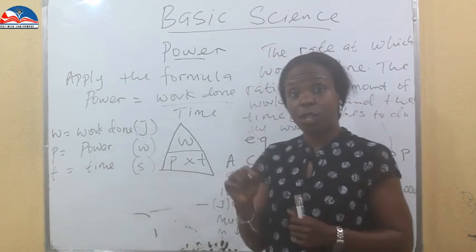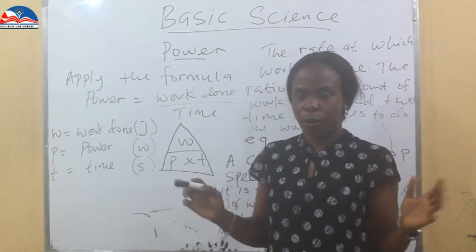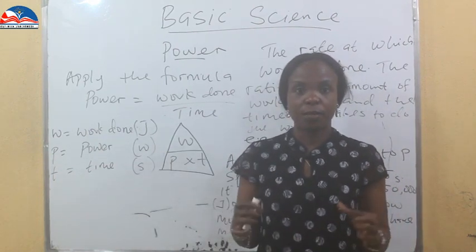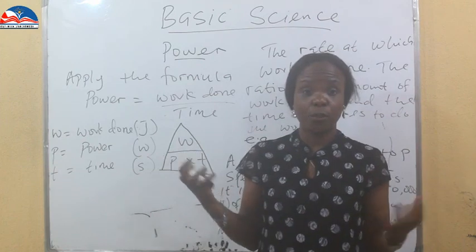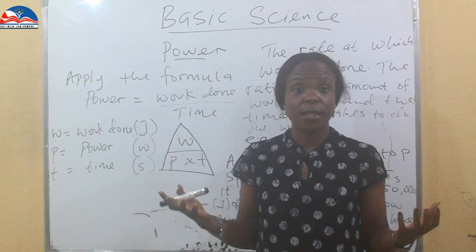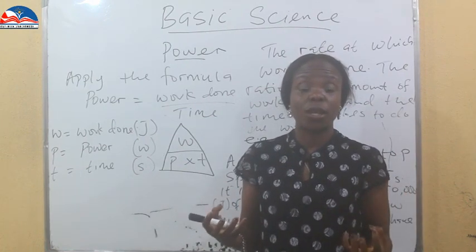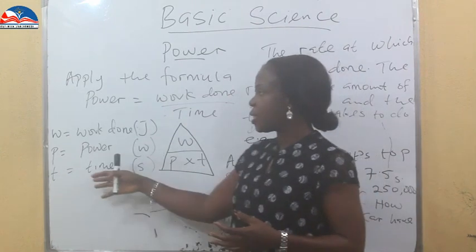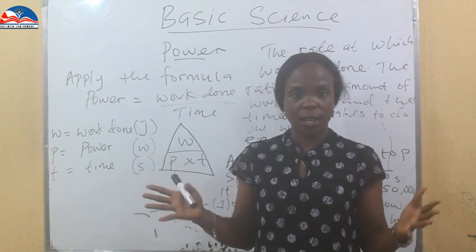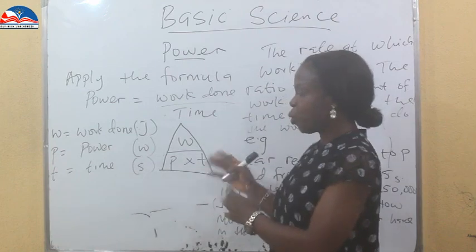Remember that work done is measured in joules. I told you that when I explained energy, work, and power. And here I am telling you right now that power is measured in watts. That's why the electric bulbs we use in our house are measured in watts. You say 60 watts, 120 watts, 100 watts, because power is measured in watts. Then time, the time it takes to accomplish the work, is measured in seconds. Alright, now let's use an example to portray this formula.